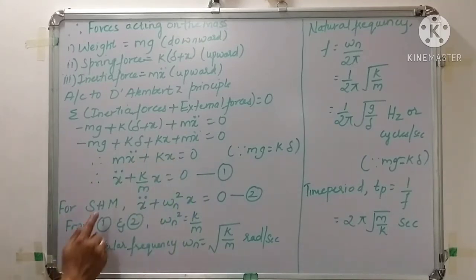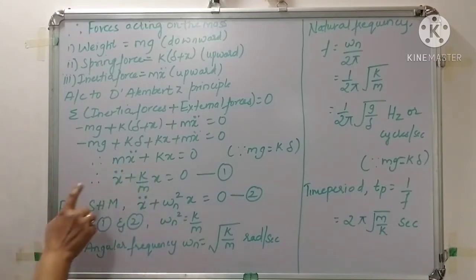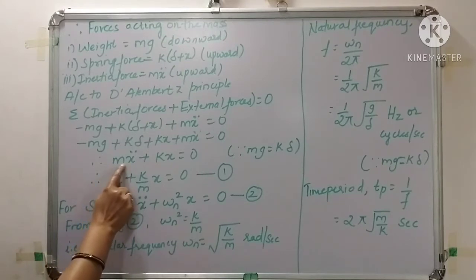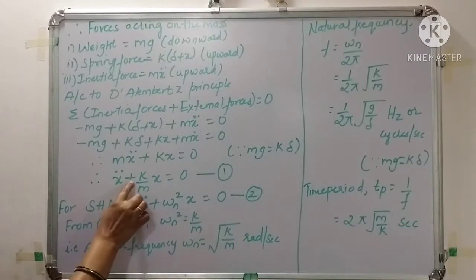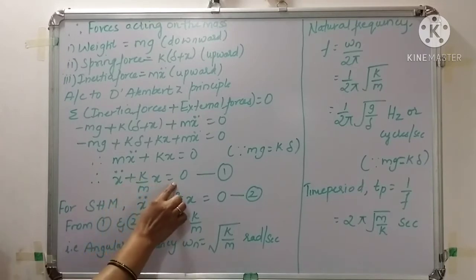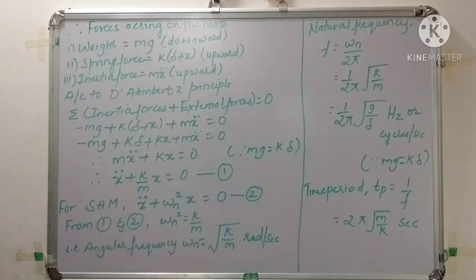Now I will divide this equation by m. So I get x double dot plus k by m into x equals 0. Let me call this equation number 1. We'll keep it aside.